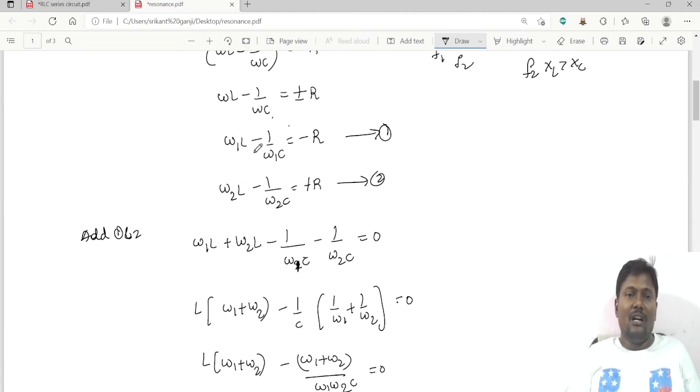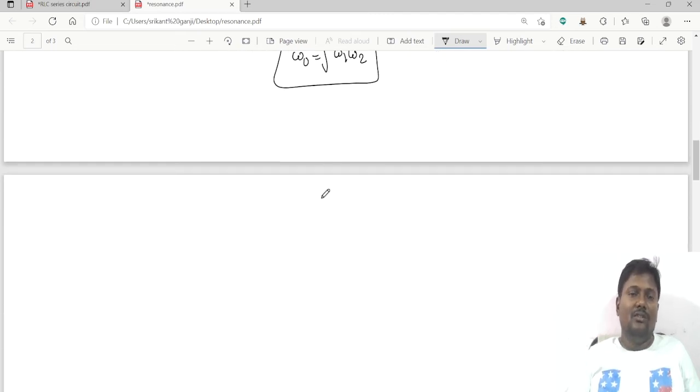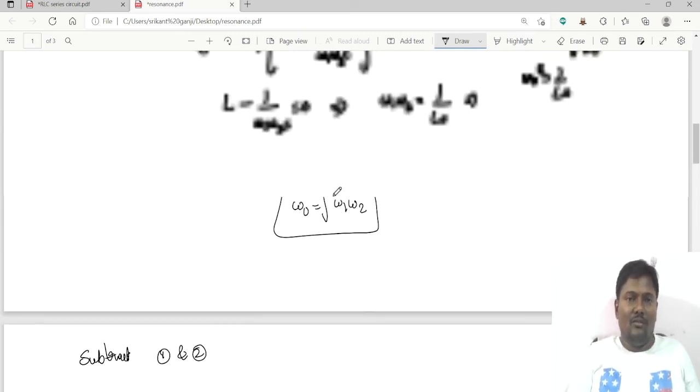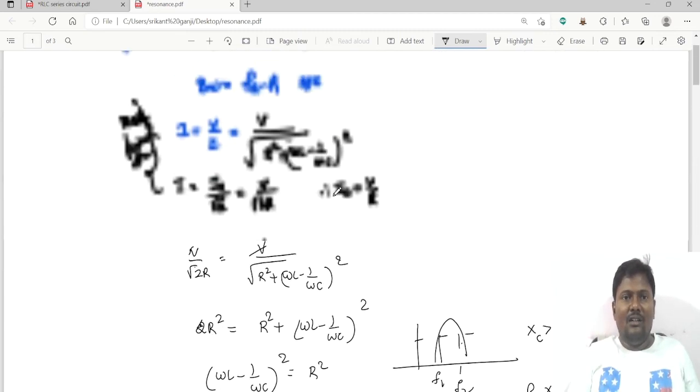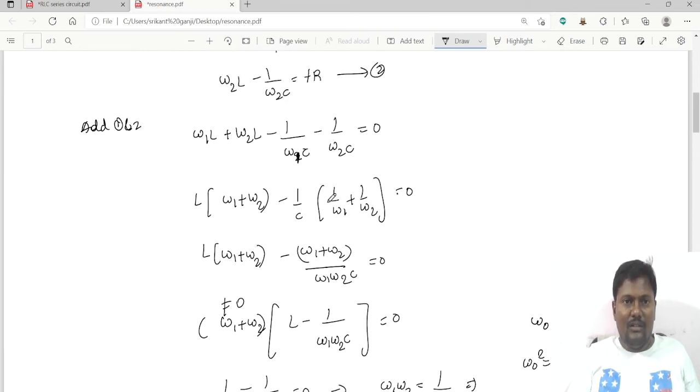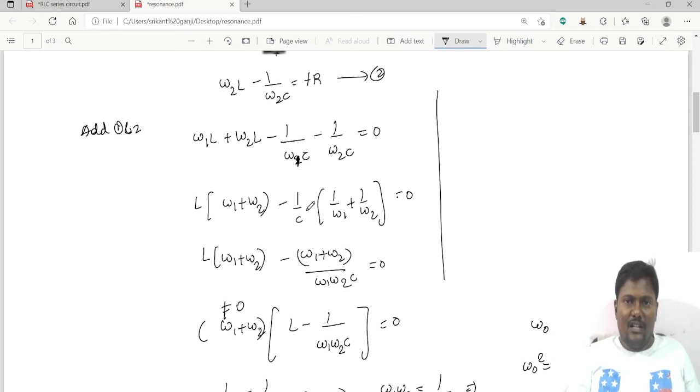So that's why omega 1 L minus 1 by omega 1 C is equal to minus R, and omega 2 L minus 1 by omega 2 C is equal to positive R. Then add. So now subtract 1 and 2. Then what am I getting here? What is the subtraction of 1 and 2?